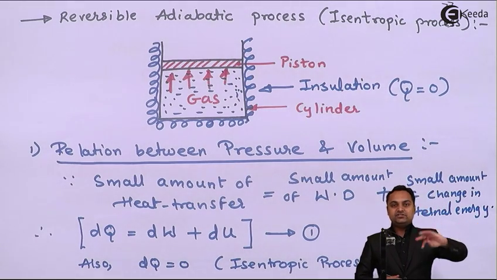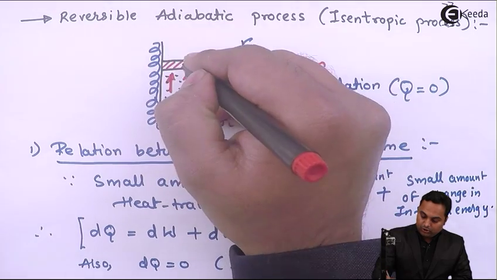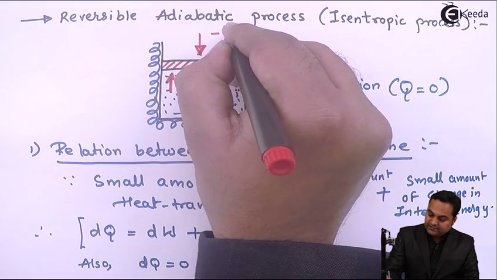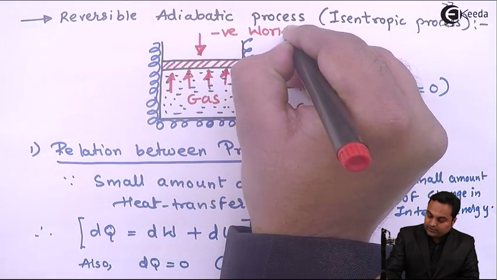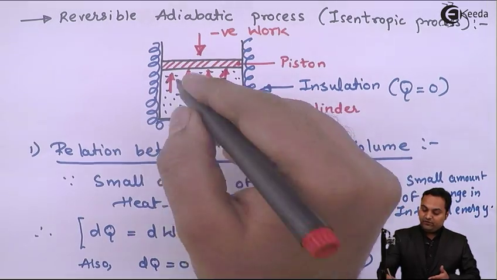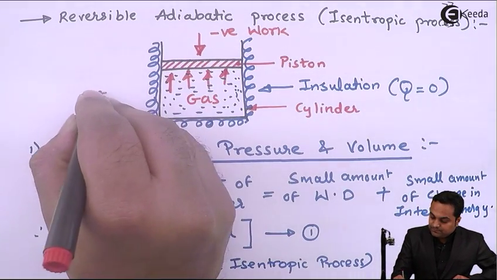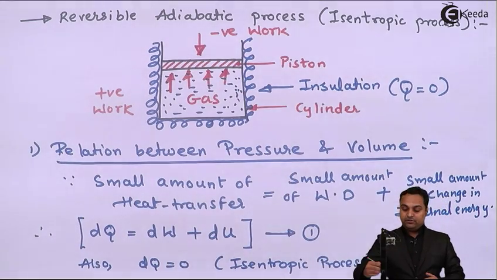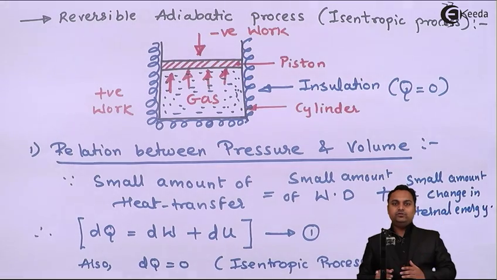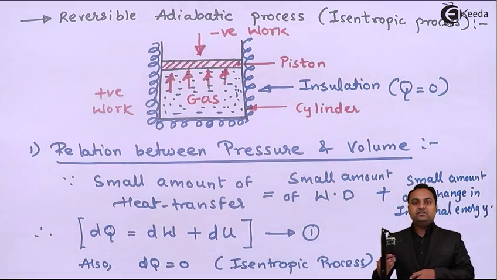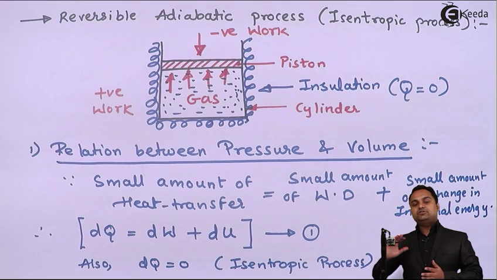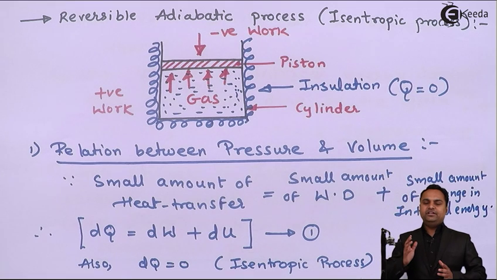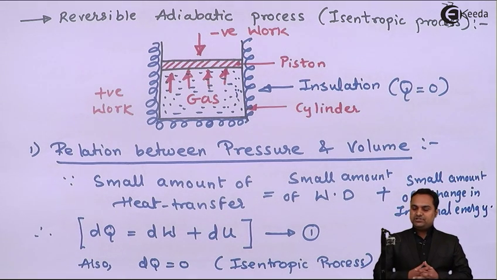If the case is reversed, that is, if we are doing work on the gases, applying the work from outside, so this is the negative work because work is done on the system. If work is done by the system, that is positive work, and if it is done on the system, so negative work. So if the work done is negative onto the gases, that will result in increase in internal energy, and that indicates compression process. So in this video we have seen the reversible adiabatic process, also called as isentropic process, in detail.